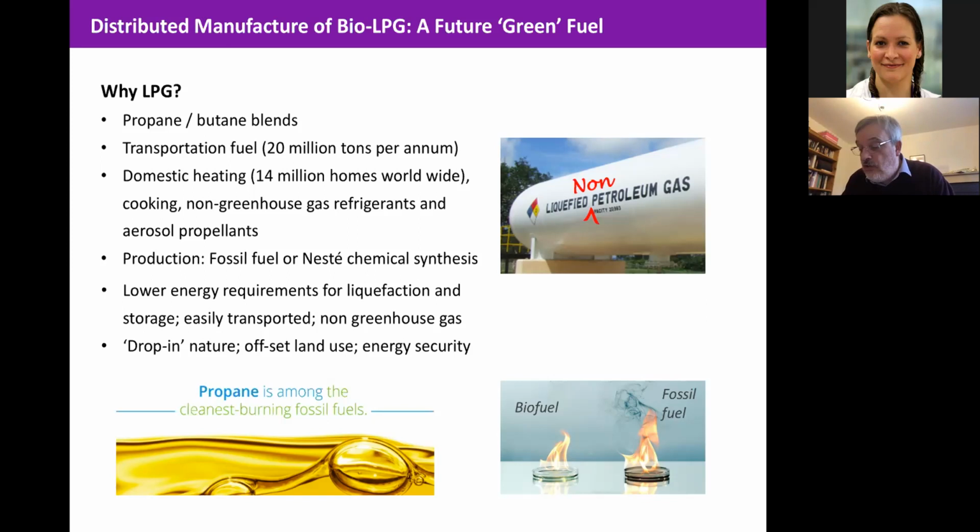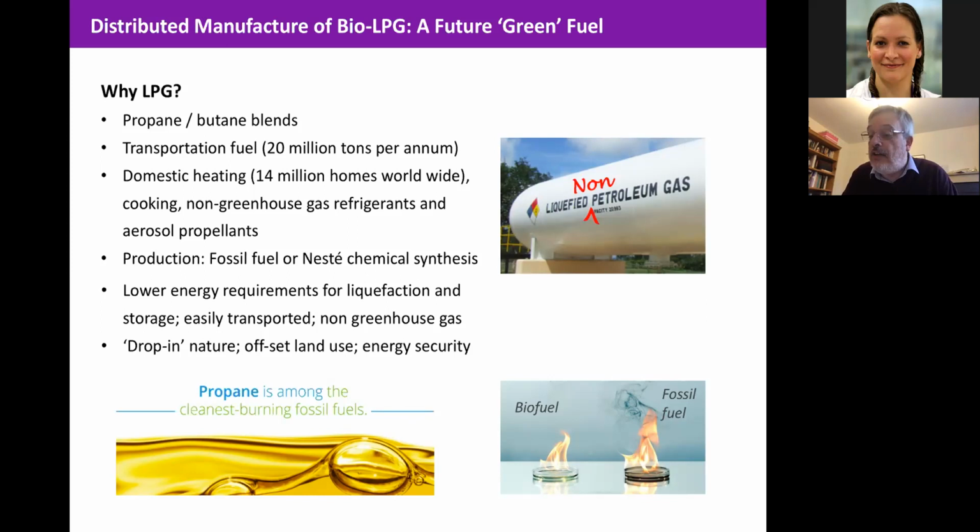Now, LPG is an excellent fuel. There are low energy costs required for its liquefaction, it's easily transported, and it's a non-greenhouse gas. And therefore, it compares favorably to other alkane gas fuels, such as methane, which is a major greenhouse gas produced from traditional anaerobic digestion plants. So all this combines to make LPG, I think, an attractive target for production using microbial cell factories, and that's the journey that we set out to follow over the last 7 or 8 years.